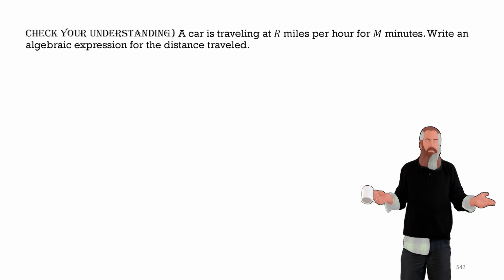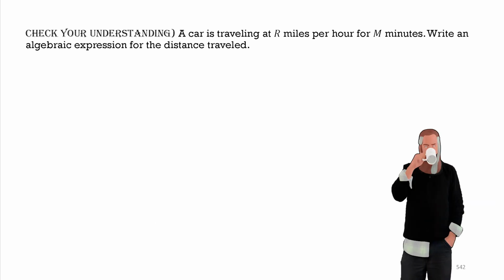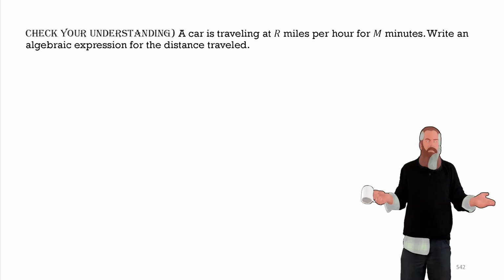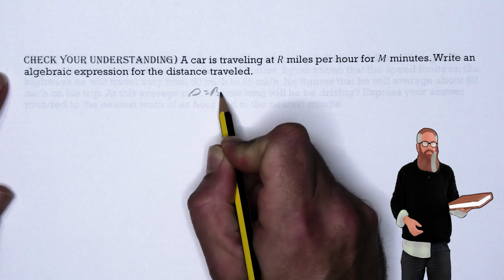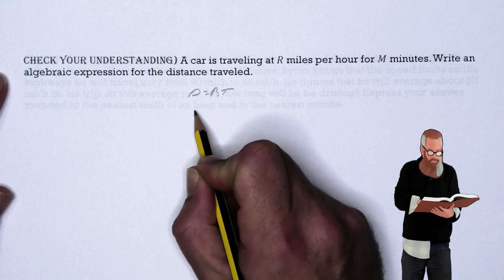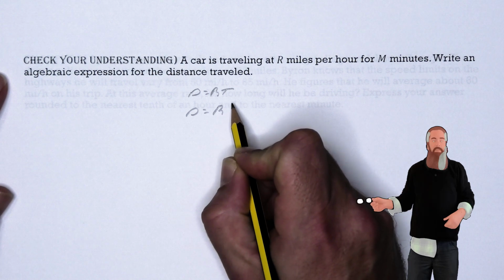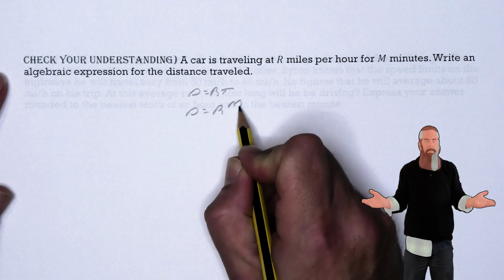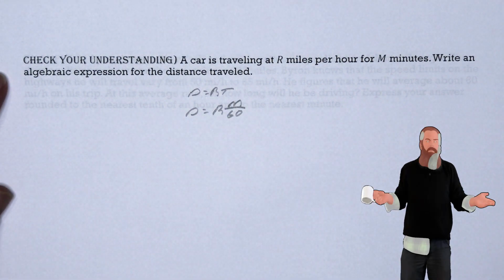Now let's check your understanding of this. A car is traveling r miles per hour for m minutes. Write an algebraic expression for the distance traveled. We already know that d is equal to r times t. Now in this case, d will be equal to the rate, but the time is given in minutes. So we're going to have to say minutes divided by 60 in order to turn that into hours.